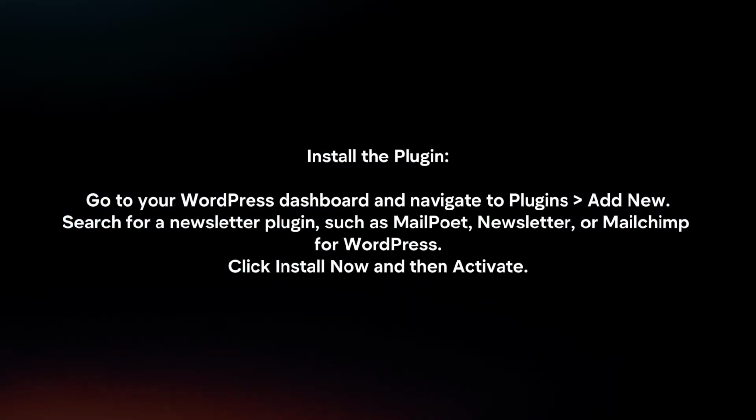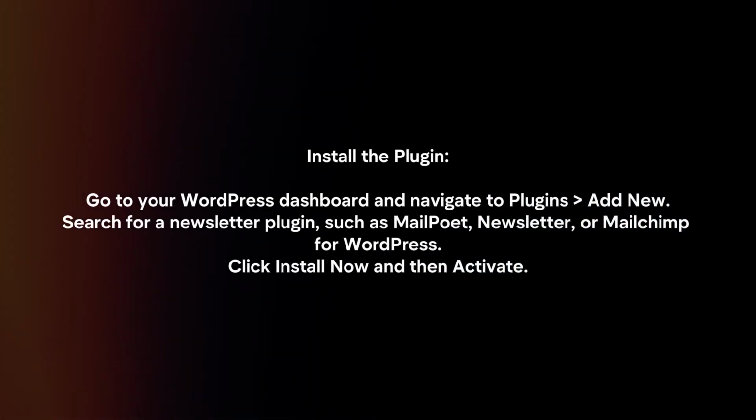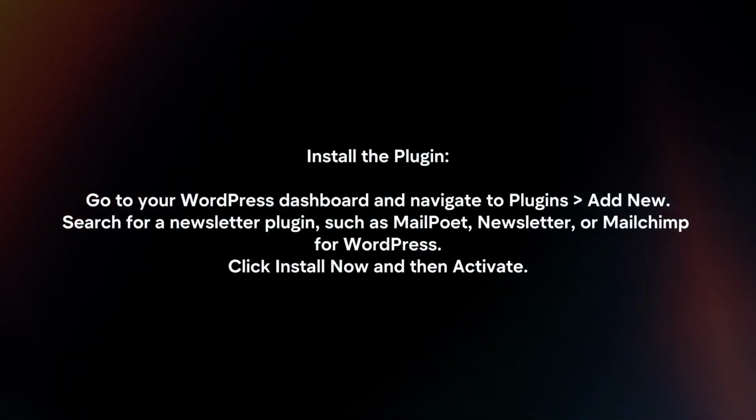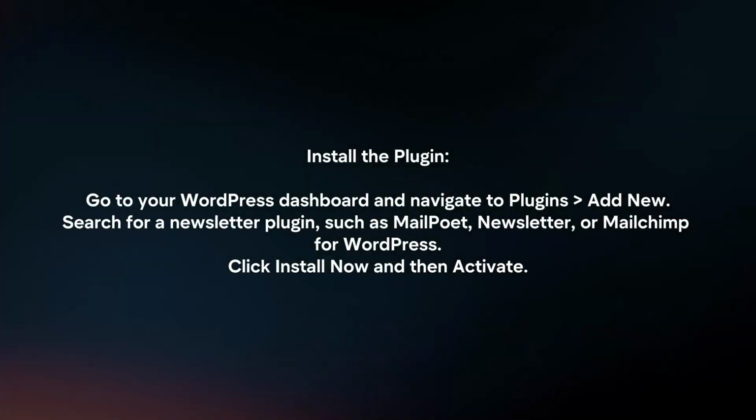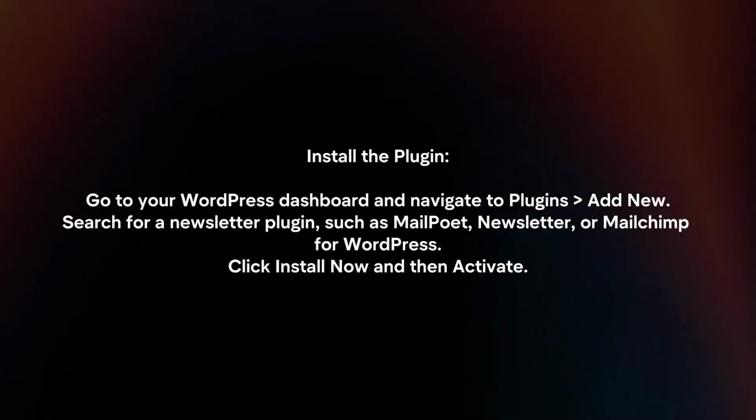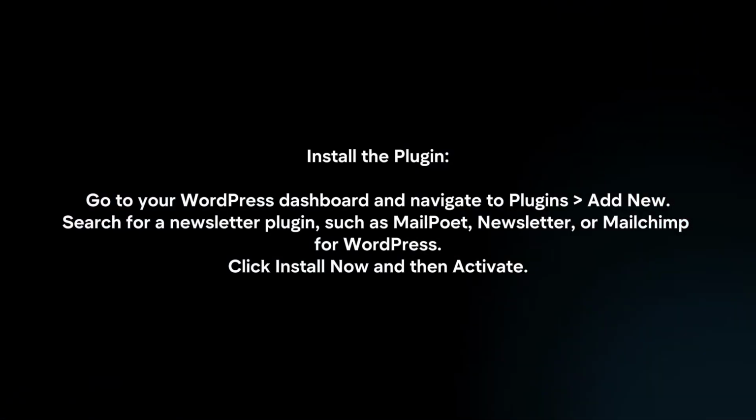Install the plugin. Go to your WordPress dashboard and navigate to Plugins, Add New. Search for a newsletter plugin such as MailPoet, Newsletter, or MailChimp for WordPress. Click Install Now and then Activate.